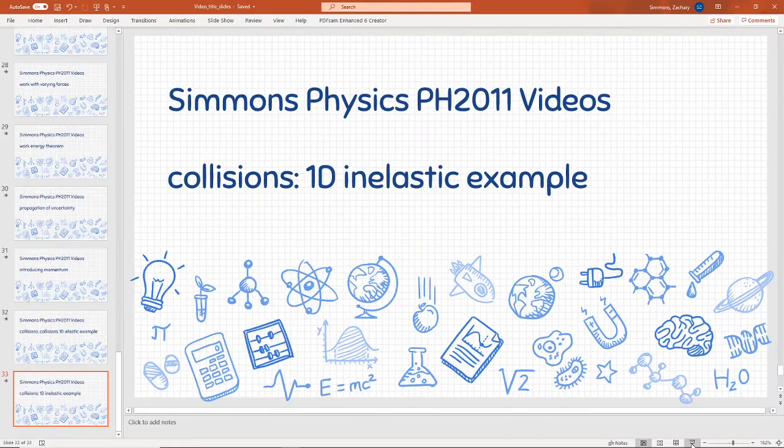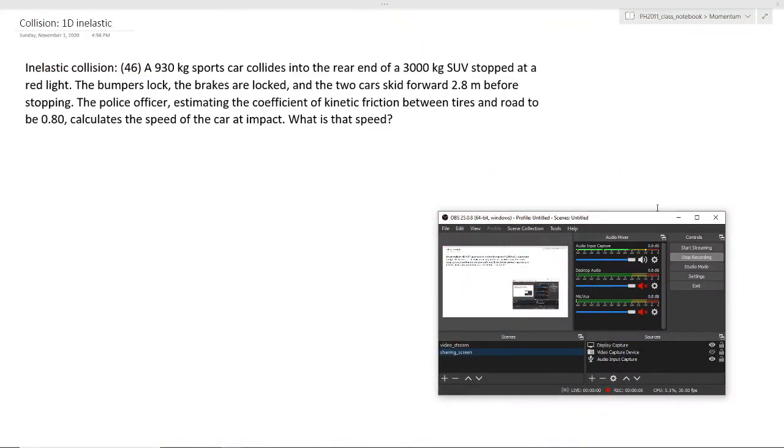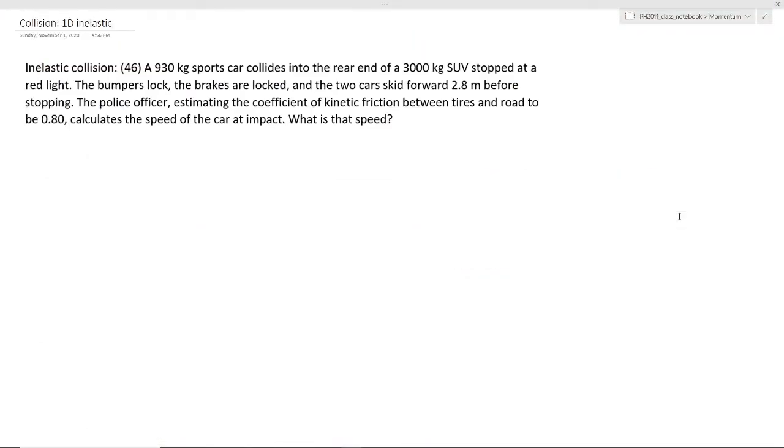Okay, let's look at another example. Now, instead of a 1D elastic collision, let's look at an inelastic collision. This is a little more complicated problem that's similar to the question we looked at in the in-person lab, the ballistic pendulum. It has two stages to it, so we'll analyze it in a similar fashion.